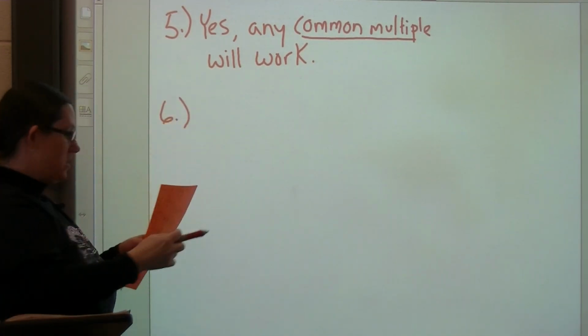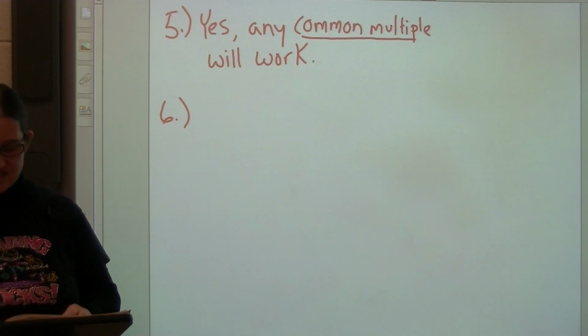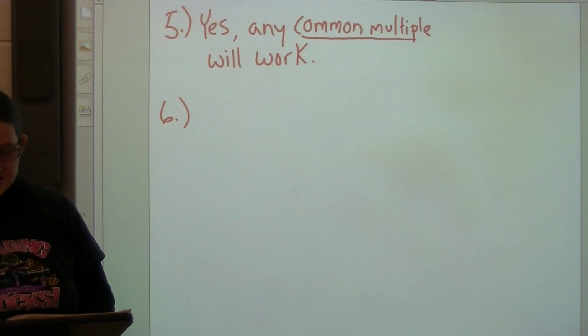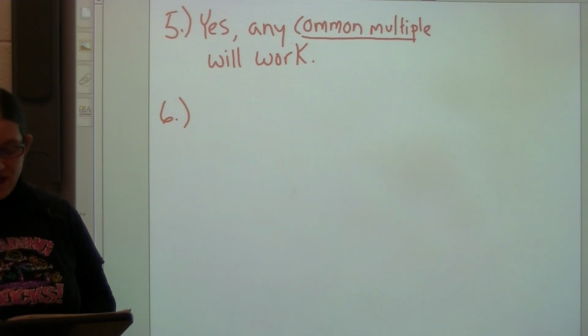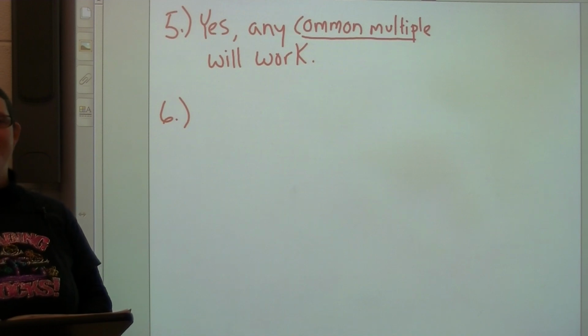Okay. Number 6 asks us, in the example above, if Linda had started with 1 yard of fabric and used 5/8 yards of fabric, how much would be left? You need to cut?